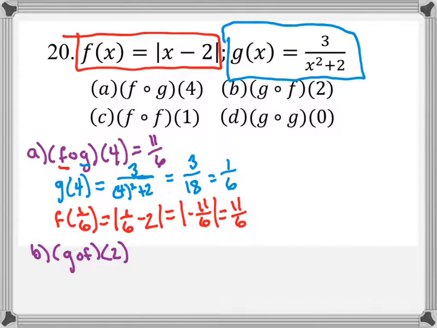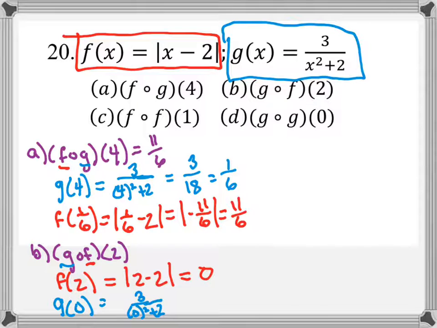Next, let's find g of f of 2. So first, our rightmost function is f, so we will find f of 2. So taking the f function and substituting in 2 for x, we get the absolute value of 2 minus 2, or 0. And we will feed 0 into the g function. So g of 0, substitute 0 in for x in the g function, so 3 over 0 squared plus 2, or 3/2. So g of f of 2 is 3/2.